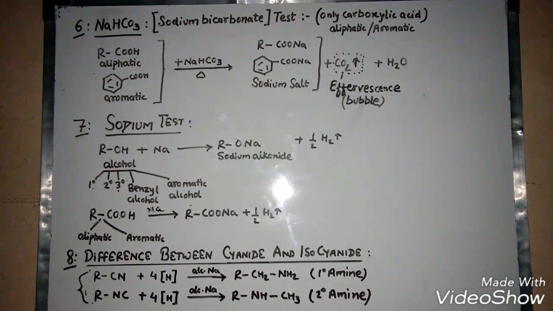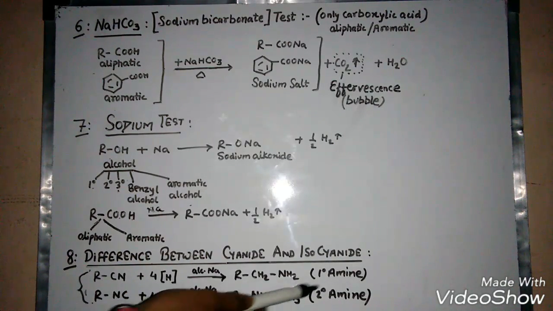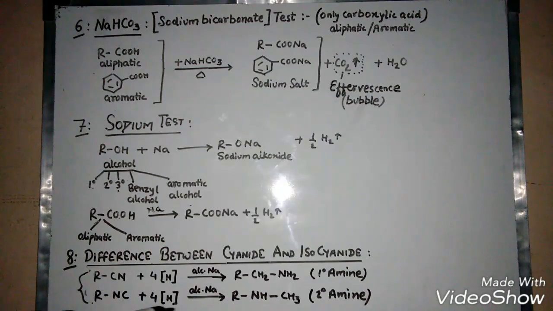They can be differentiated on the basis of the reduction process. The cyanide reduces to give 1 degree amine, whereas the isocyanide compound reduces to give 2 degree amine in the presence of alcoholic Na. The reaction can be shown as: 4 hydrogen atoms, so RCH2NH2. When this bond gets broken, 1 H, this side 3 H, so RNH3. So this is the complete reaction, on the basis of which you can differentiate between any cyanide or isocyanide compound.